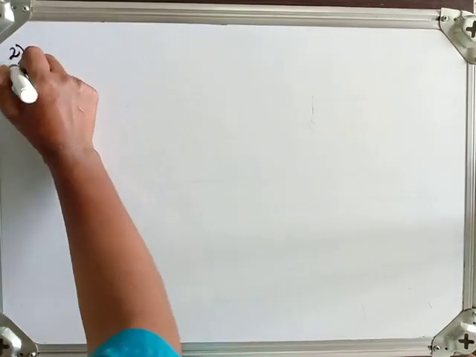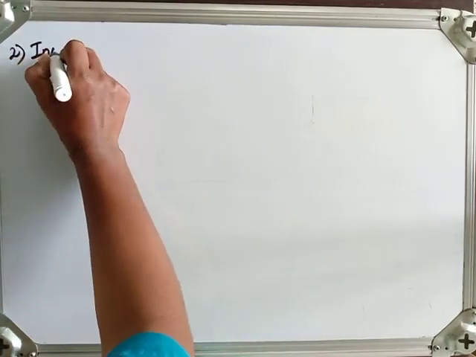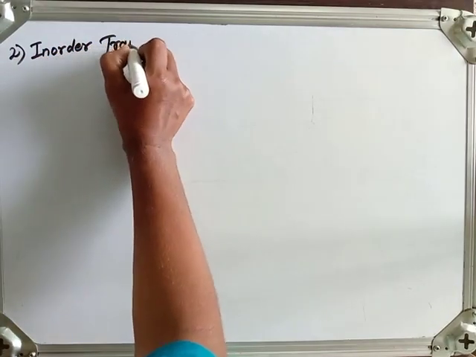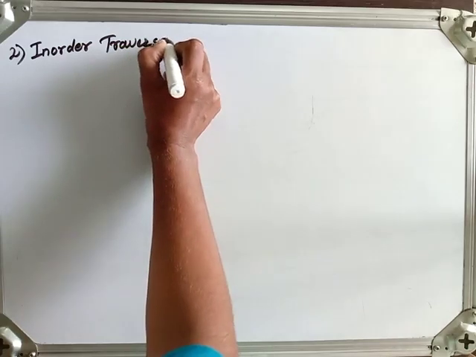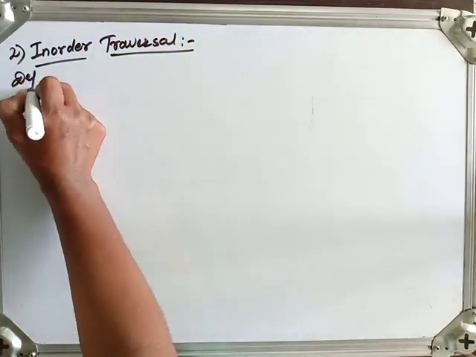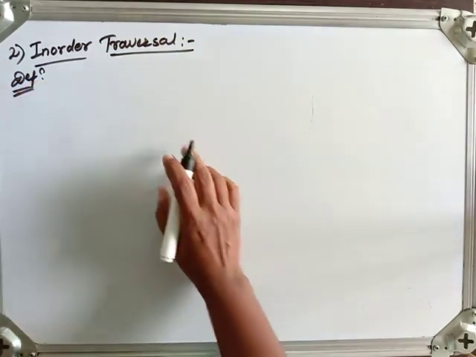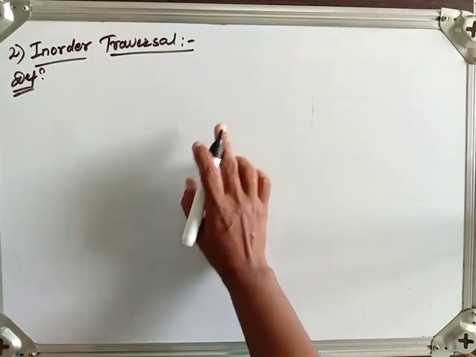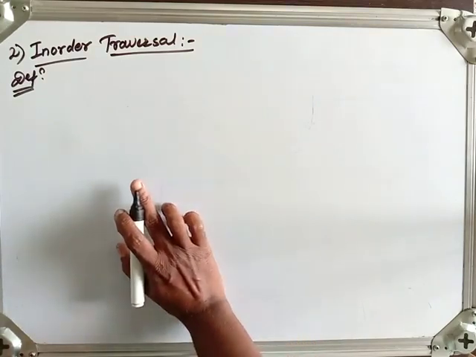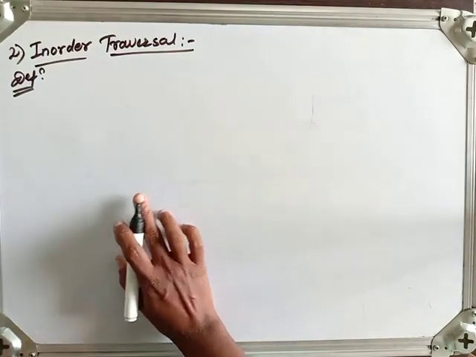The second is in-order traversal. Let's see the definition of it and later on its examples. Now you know in pre-order traversal, first of all we visit the root, later on we visit the subtrees of it from left to right.